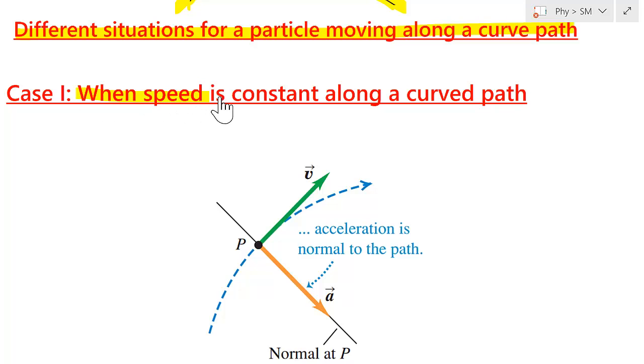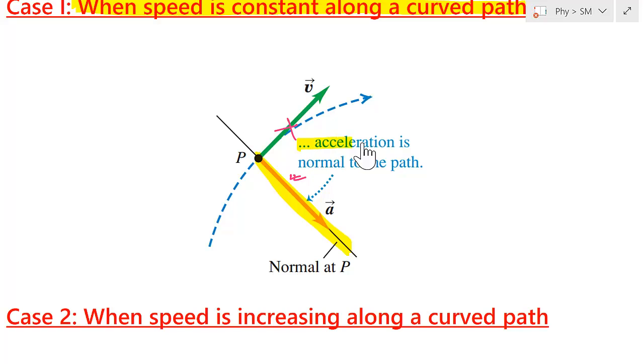First situation, when the speed is constant along a curved path. As I said earlier, the speed is constant. This means the tangential component, the parallel component, is 0. The perpendicular component will only be there. So in this special case, this component is 0, and there is no acceleration parallel to the velocity vector. We have only acceleration that is perpendicular to the velocity vector. So total acceleration will be in this direction, perpendicular to the direction of velocity. So when the speed is constant along a curved path, I can say acceleration is normal to the path.